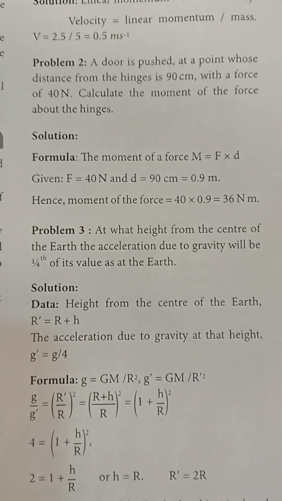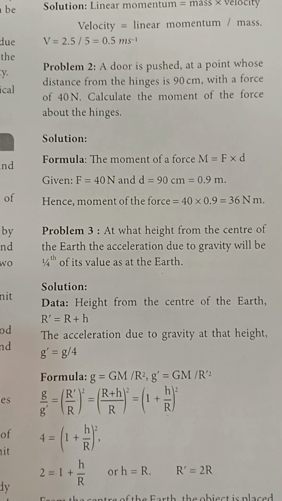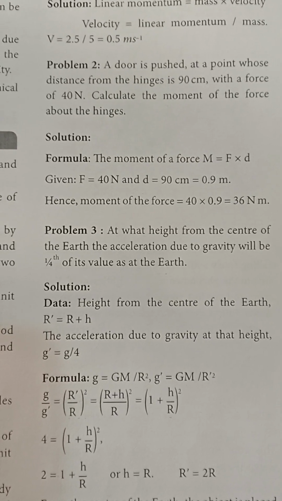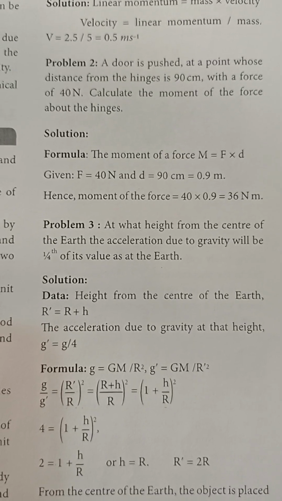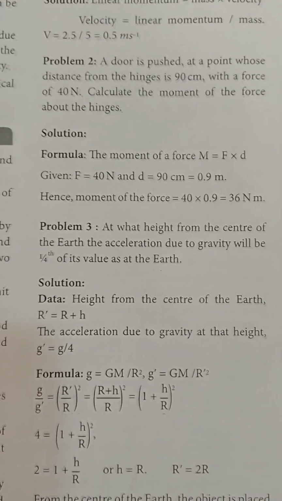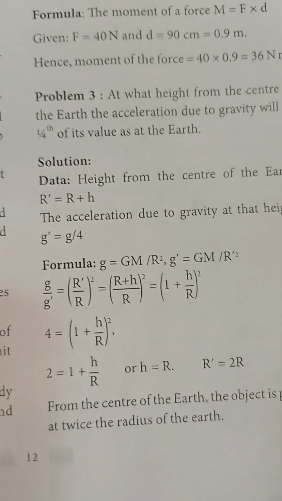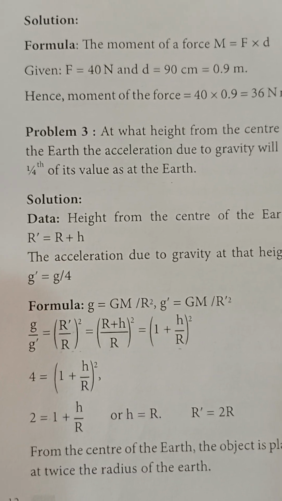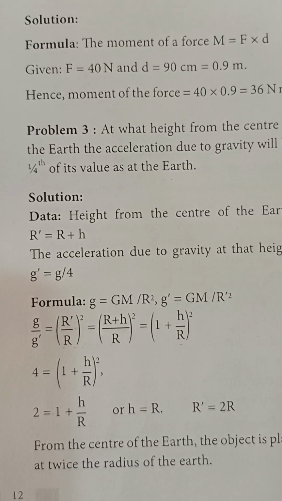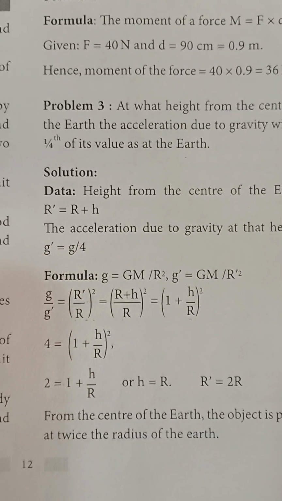At what height from the center of the earth will the acceleration due to gravity be 1/4 of its value at the earth? So we have to determine the height. The distance from the center of the earth will be r dash equals r plus h. The acceleration due to gravity at that height is g dash equals g by 4. What is the formula we have? g equals GM by r squared and g dash equals GM by r dash squared. So we can frame the equation and find the relationship.